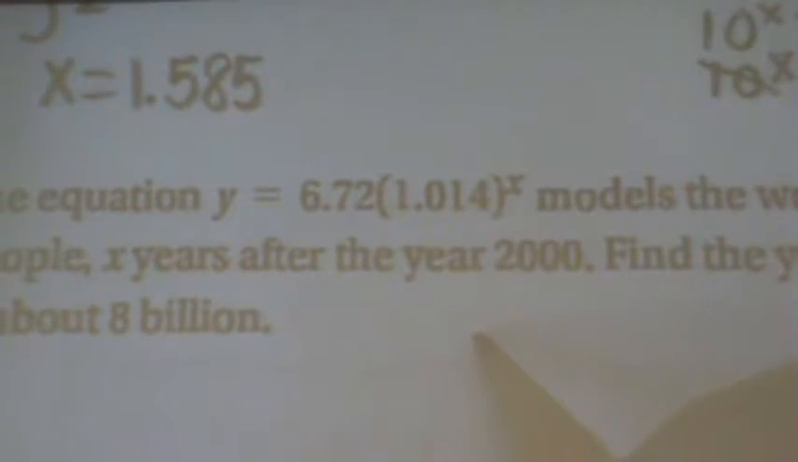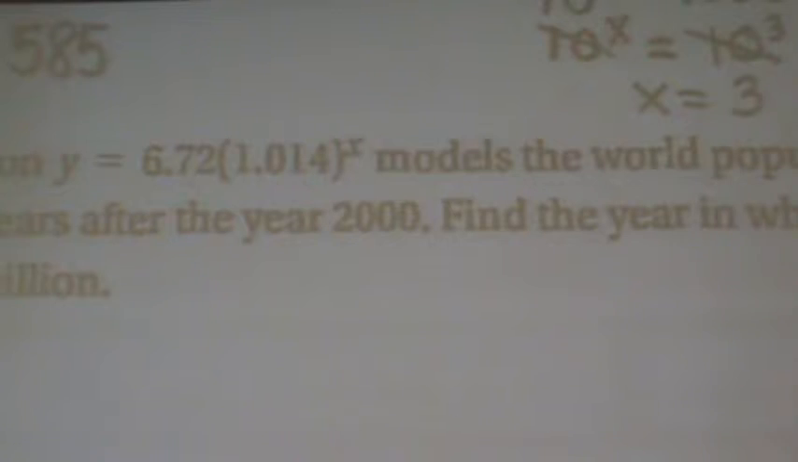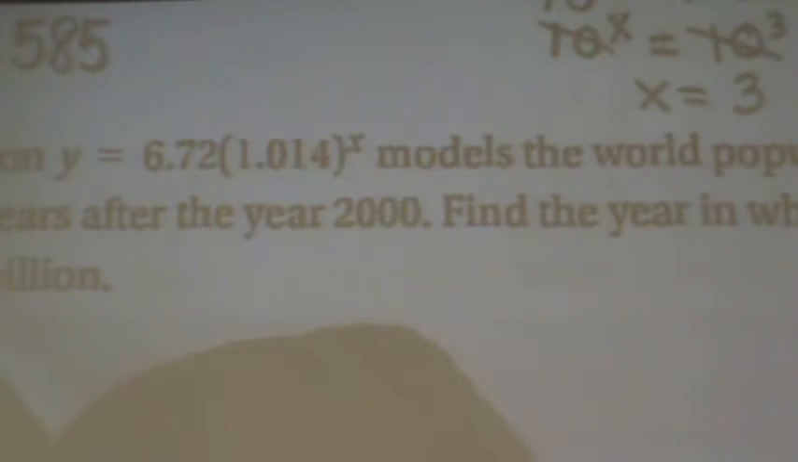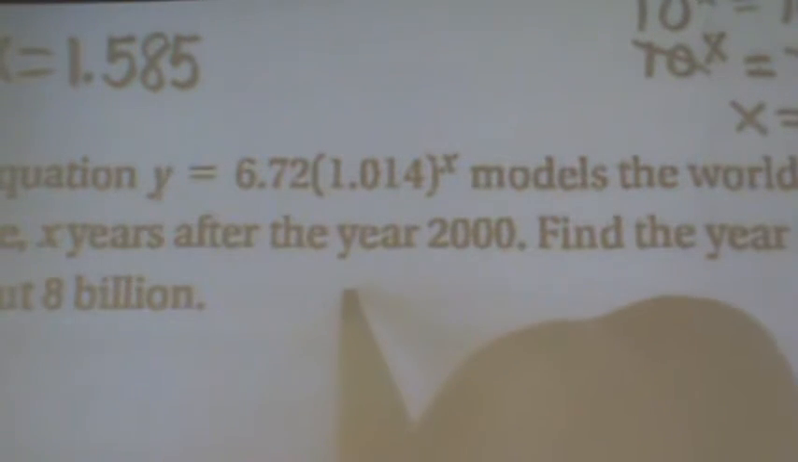If you remember when we started working with these, this is an exponential growth problem. Do you remember what this number is? That's the initial amount, the y-intercept, and that's going to be in billions. So it's really 6.72 billion people. They want to know, find the year in which the world population is about 8 billion. So we want the population to be 8 billion, so we're going to put an 8 here for y.